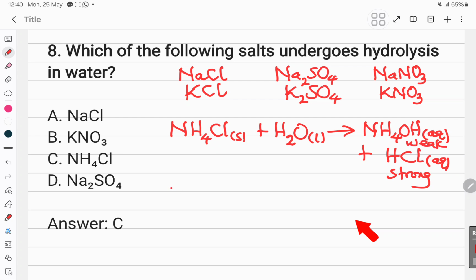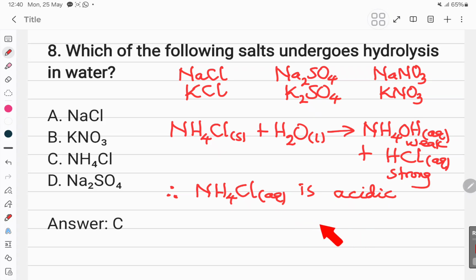So that means the overall solution, the entire solution of ammonium chloride, will be acidic. The solution will be slightly acidic. So if you dip a blue litmus paper inside this solution, it will turn slightly red, indicating that it's an acidic solution. And that occurs because of hydrolysis.